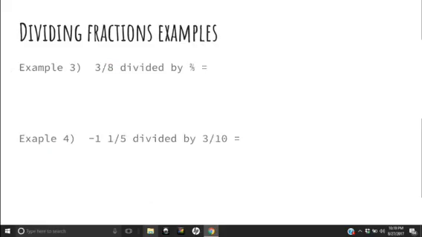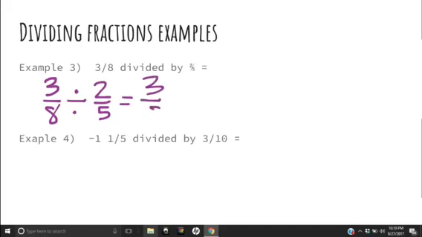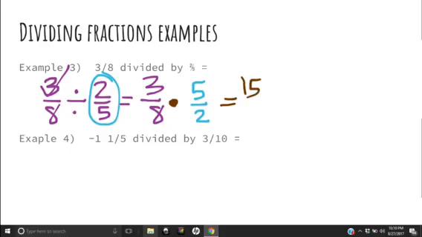Okay, here's my example. I'm going to teach you KFC. 3/8 divided by 2/5. We're going to keep the first. Okay, keep the first. We're going to flip the second. This is a reciprocal, right? We're going to flip the second and we're going to change the sign to multiplication. Then we multiply top times top and bottom times bottom. And this does not reduce.